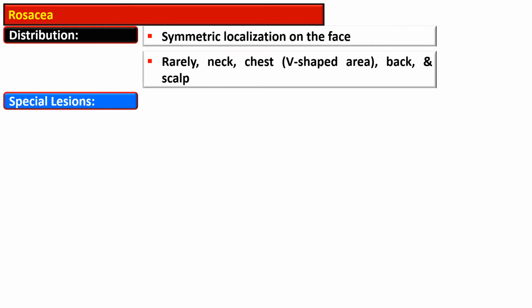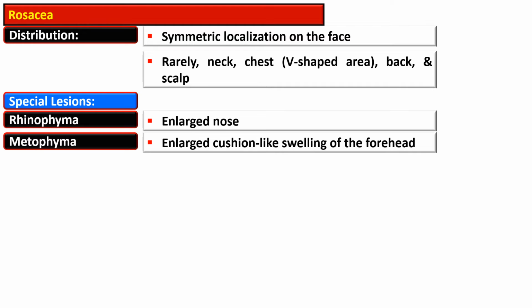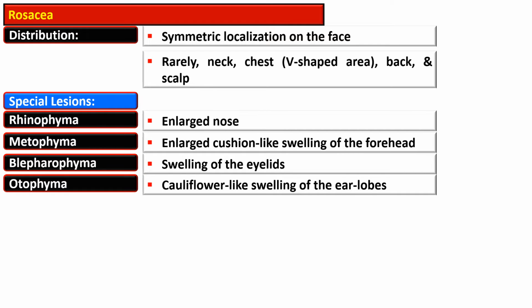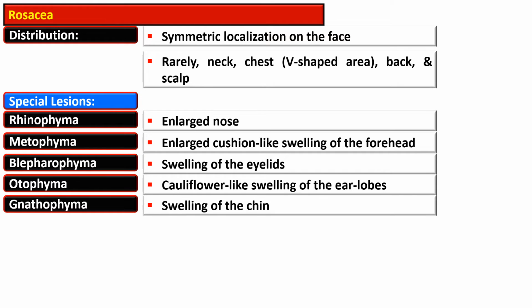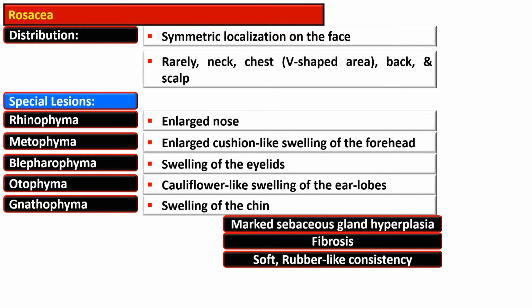There are some special lesions in addition to the lesions we have discussed earlier. The phyma means a tumor or growth. So rhinophyma is enlarged nose. Metaphyma is enlarged cushion-like swelling of the forehead. Blepharophyma is swelling of the eyelid. Autophyma is cauliflower-like swelling of the earlobe. Gnatophyma is swelling of the chin, and these lesions are characterized by marked sebaceous gland hyperplasia, fibrosis, and this gives a soft rubber-like consistency to these regions.